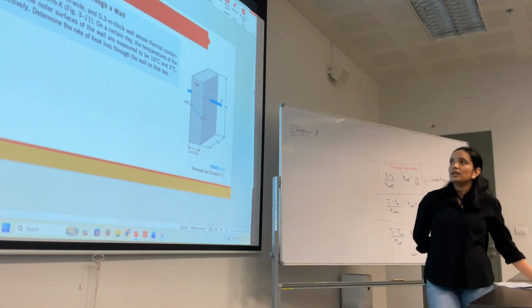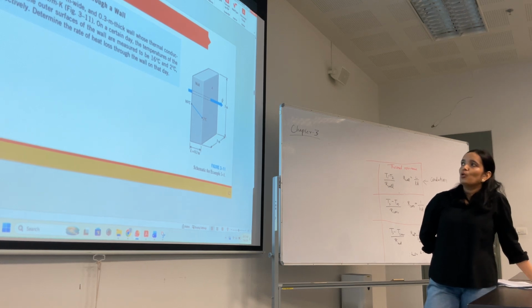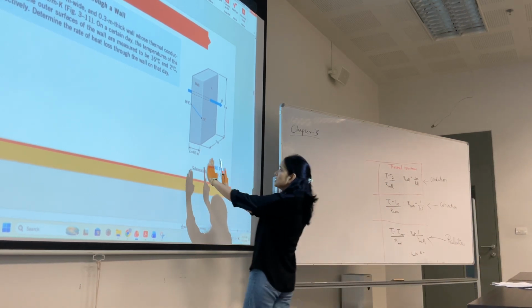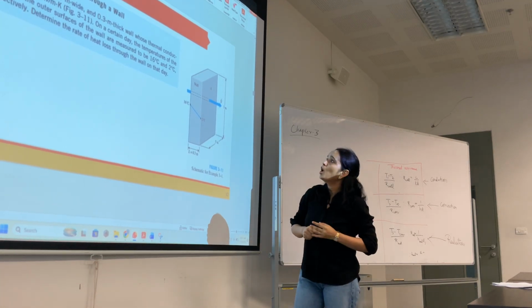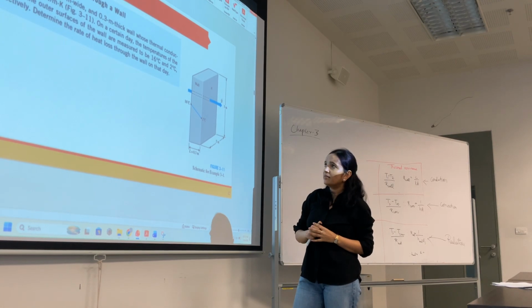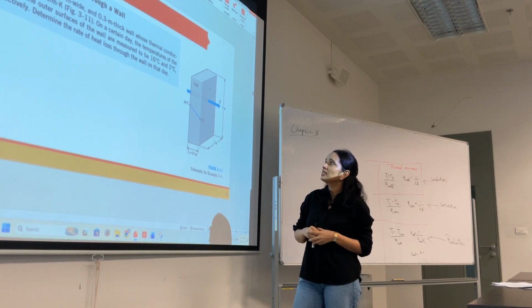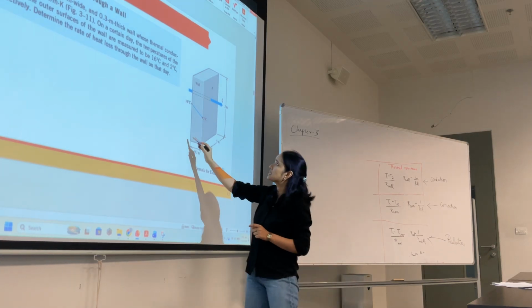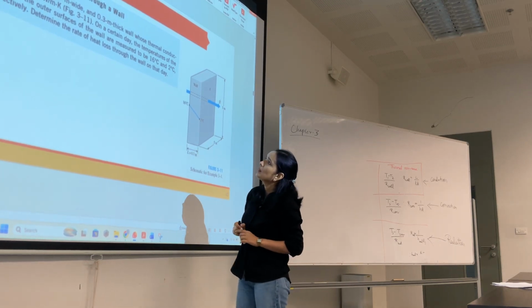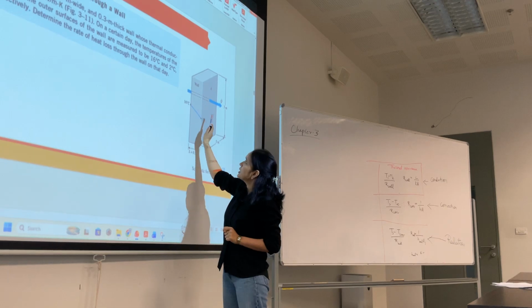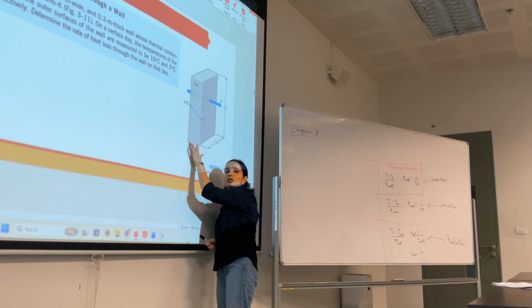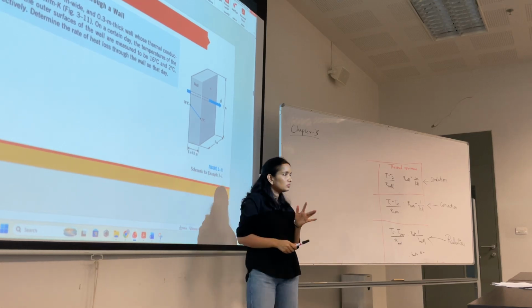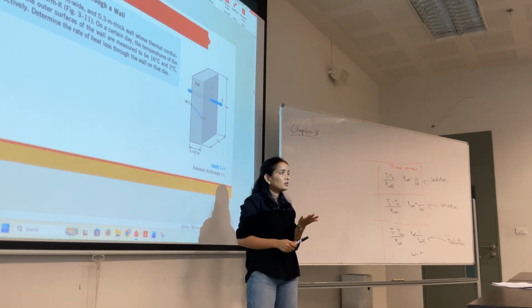Consider a wall 3 meters high, 5 meters wide, and 0.3 meter thick. The thickness is 0.3 meter, width 5 meters, height 3 meters. The wall's thermal conductivity is given. On a certain day, the temperatures of the inner and outer surfaces of the wall are measured to be 16 and 2 degrees Celsius. Determine the rate of heat loss through the wall. Through the wall, so that is conduction, right?